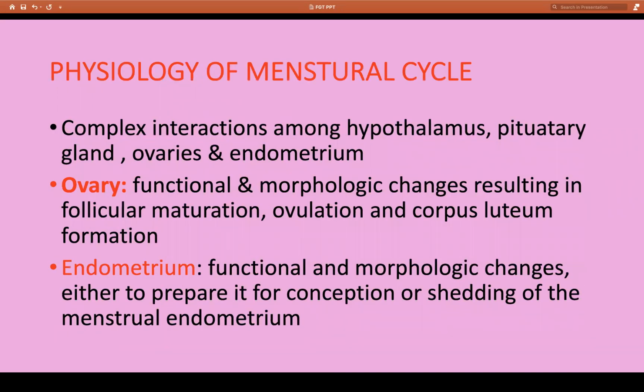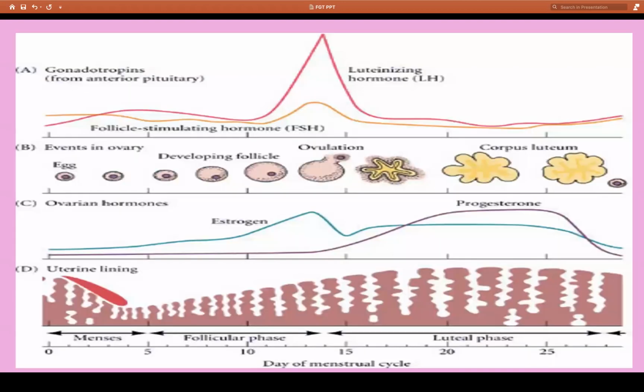Now we start with menstrual cycle physiology. We finish with anatomy. Menses are the result of a complex interaction between the hypothalamus, pituitary gland, ovaries, and endometrium. The ovaries undergo functional and morphological changes that result in follicular maturation, ovulation, corpus luteum formation, and changes in hormones. The endometrium undergoes functional and morphological changes either to prepare for conception or for shedding in menstruation. So there is an ovarian cycle, an endometrial cycle, and a hormonal cycle.